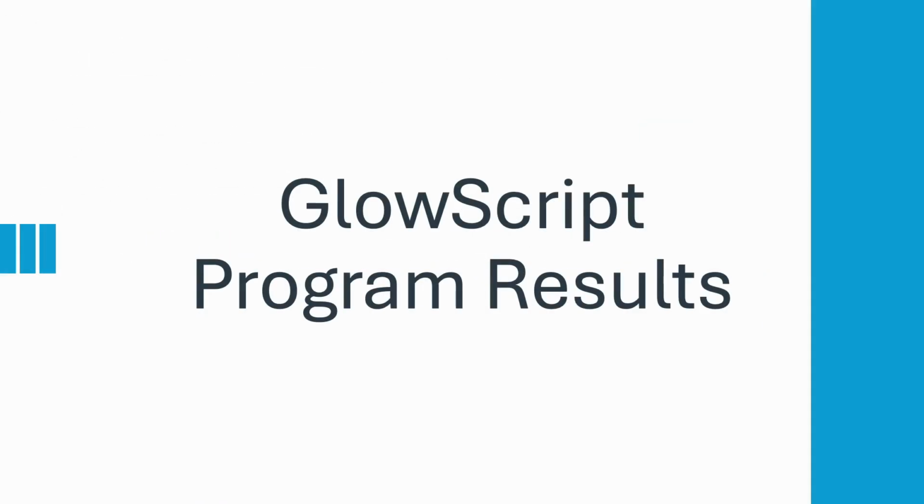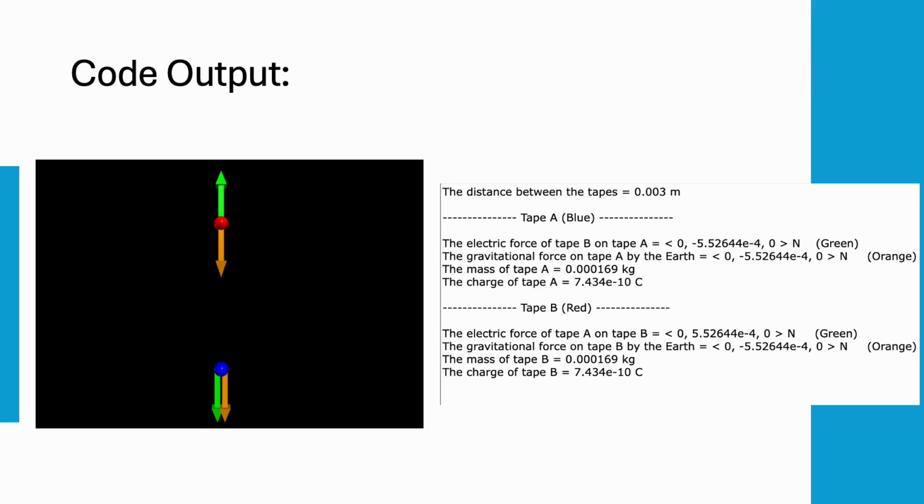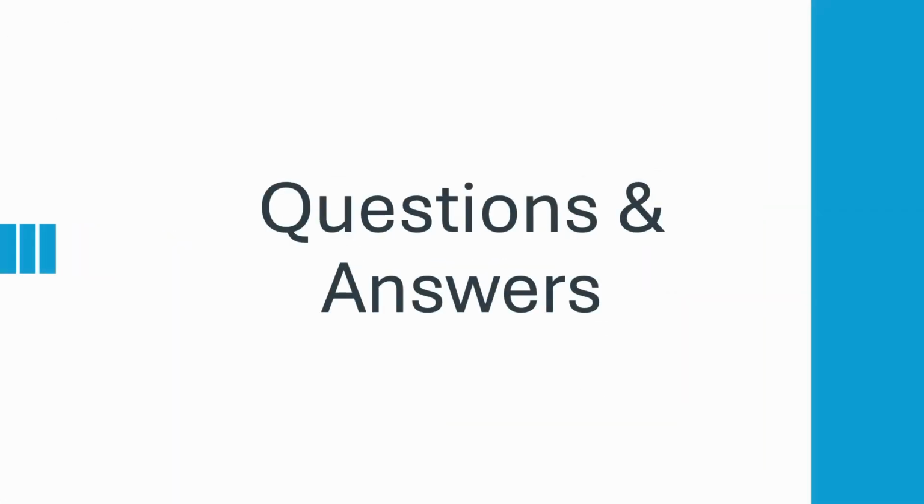GlowScript program results. Here is a portion of my GlowScript code and some of the functions I used to determine the electric field, gravitational force, and electric force. Here's the output of my GlowScript code, where you can see the green arrows representing the electric force and the orange arrows representing the gravitational force. You can also see how the code calculated the same charge on the tapes at 7.434 times 10 to the negative 10 coulombs.